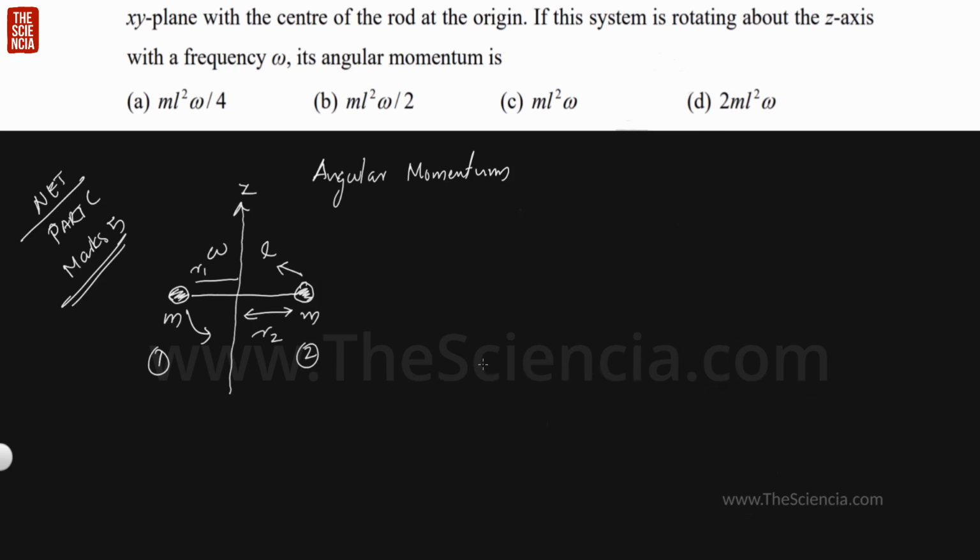Even if you don't know anything about moment of inertia, you can solve this problem with +2 level physics. How you can solve? In +2 physics, you may know this equation L is equal to m v r. This is the angular momentum of a particle revolving in a circle. So this is the mass m, and this is r, and this is the velocity. Then this is the angular momentum of that particle. So you can use this equation to solve this problem.